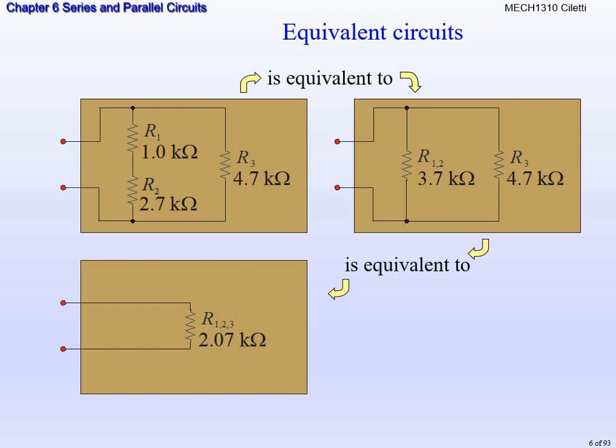And how do you know if you did the parallel resistance correct? Remember, the parallel resistance has to be smaller than the smallest resistor in parallel. The smallest resistor in parallel is 3.7 kiloohms. It has to be less than that. 2.07 kiloohms is less than that. So most likely we did our calculation correctly. So we can see, starting from the first schematic where we had R1, R2, and R3, how we can break this down and make it into one simple circuit.